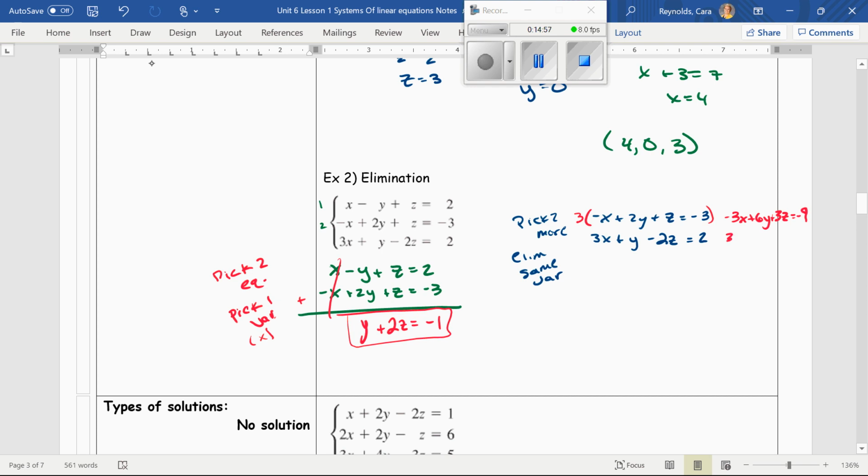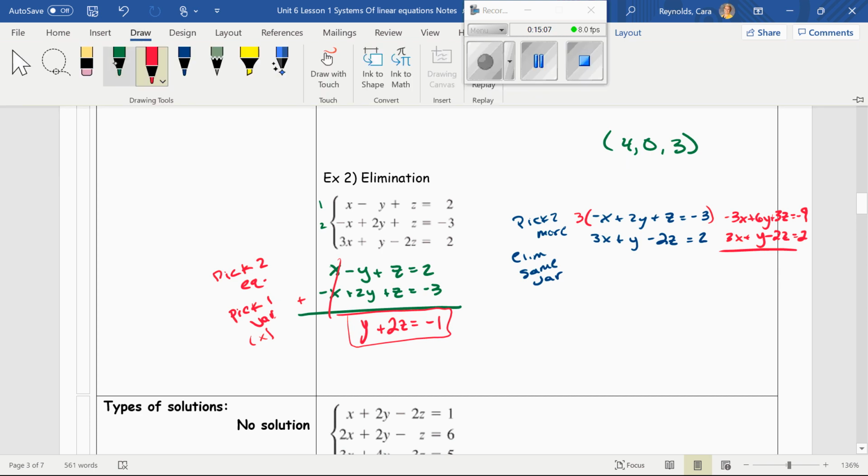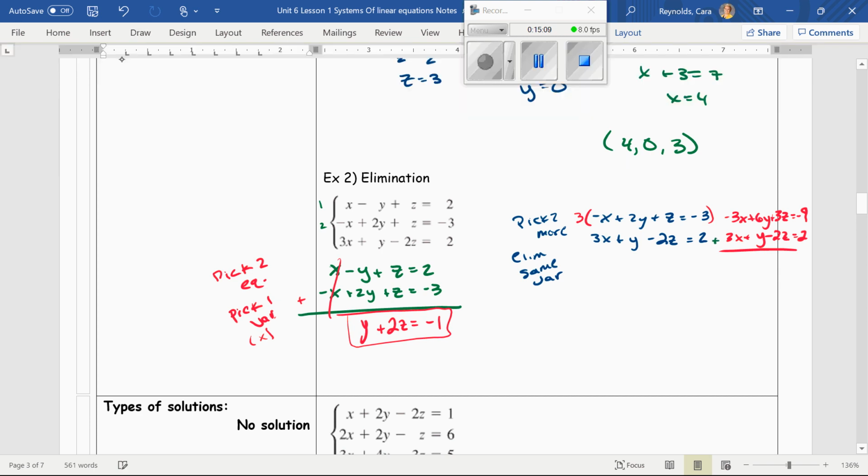The bottom one is going to stay the same. Remember, sometimes you don't have to multiply both equations. Or if it makes you feel better, you could multiply it by 1. And then we can add down here. So the x's cancel. We get 7y plus z equals -7. We're going to take these two answers and match them together and create a new system.